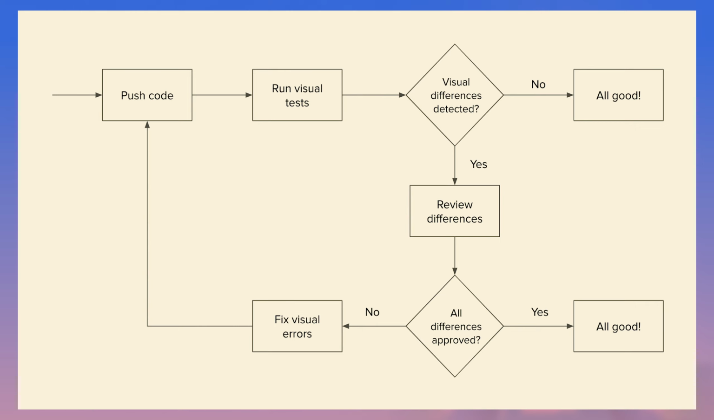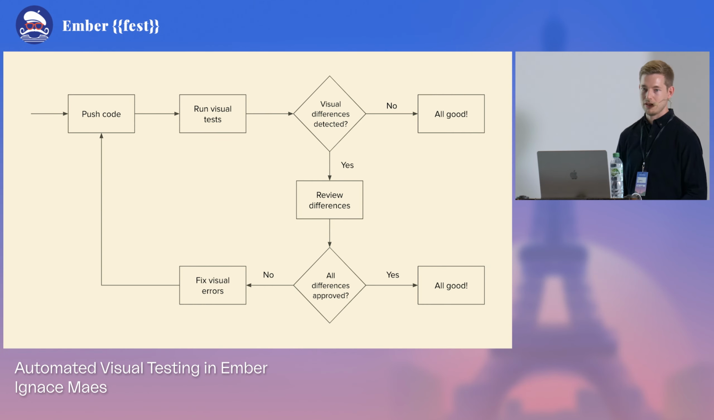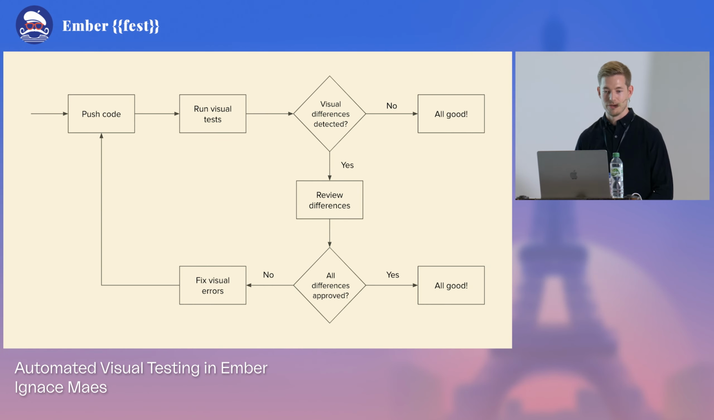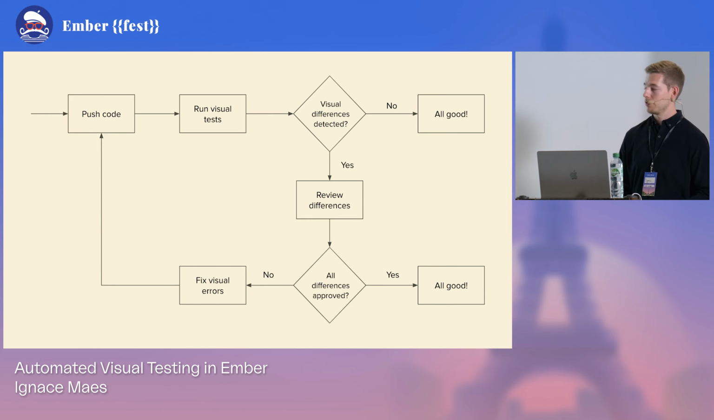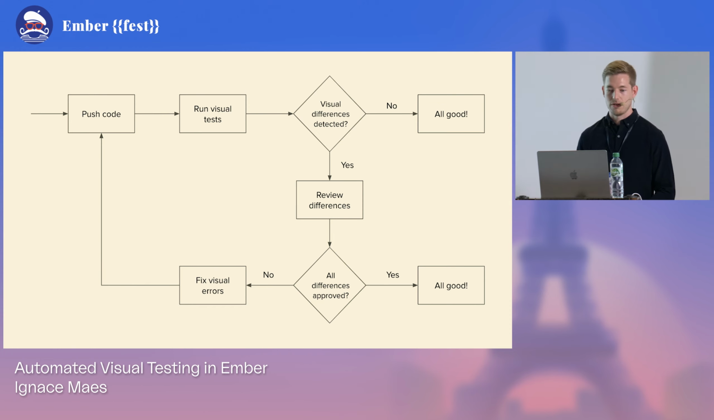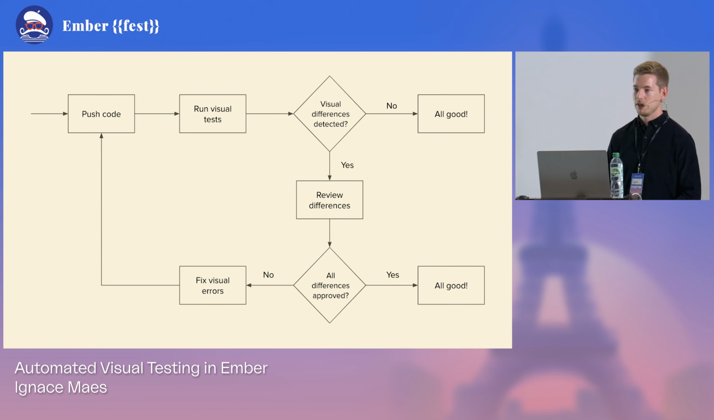Basically, if we start on the top left, when you write code and push code, we would run our visual tests in this case. There we check, is there any difference or not? If there's no visual change, it's simple. Everything is fine. We don't have to do anything. But if there is a visual change, we actually have to review those. Like we said earlier, a visual change can be something we intended, like a new feature development. We actually expect our UI to look different, but it can also be a visual error. So here we can either reject them if it's a visual error or accept them if it's something we expect.